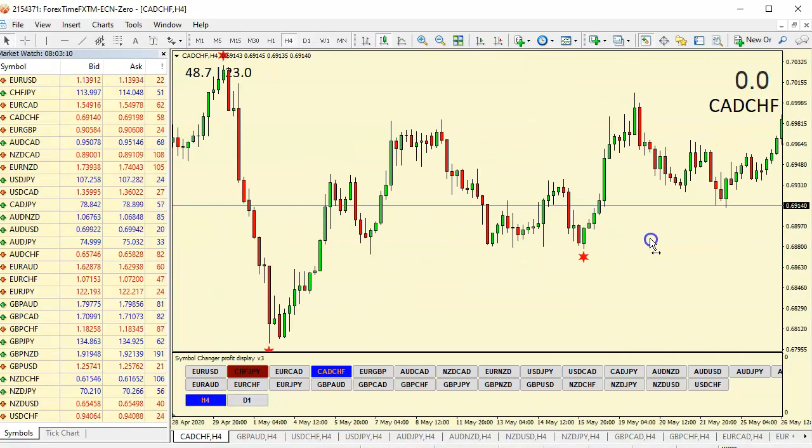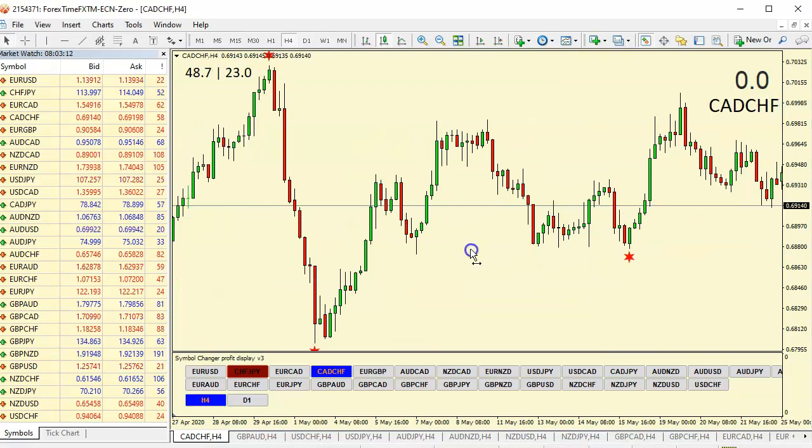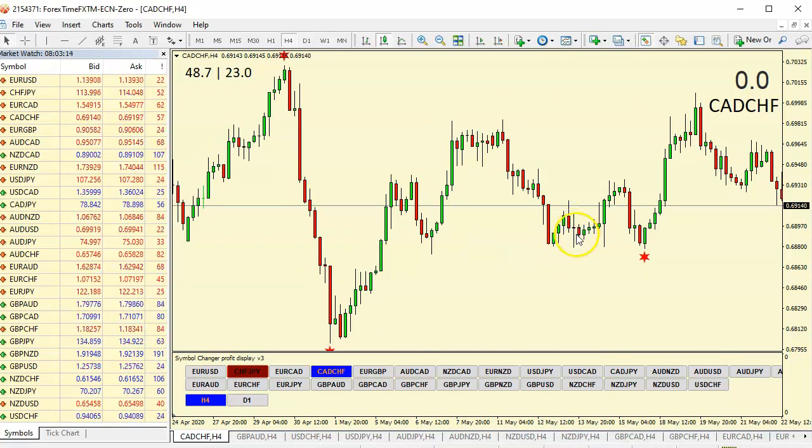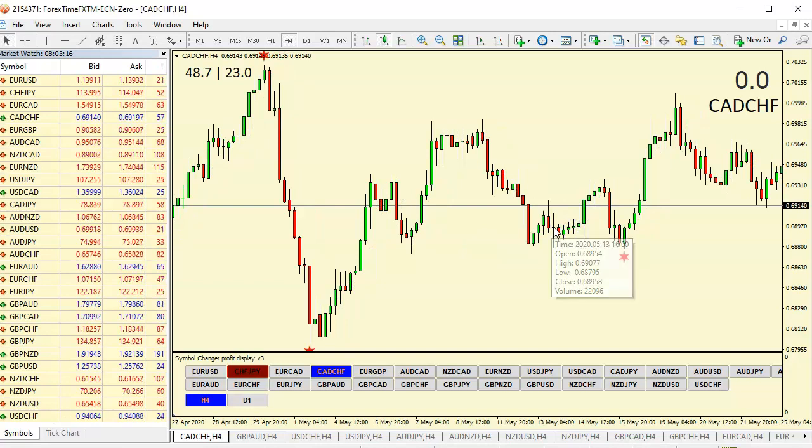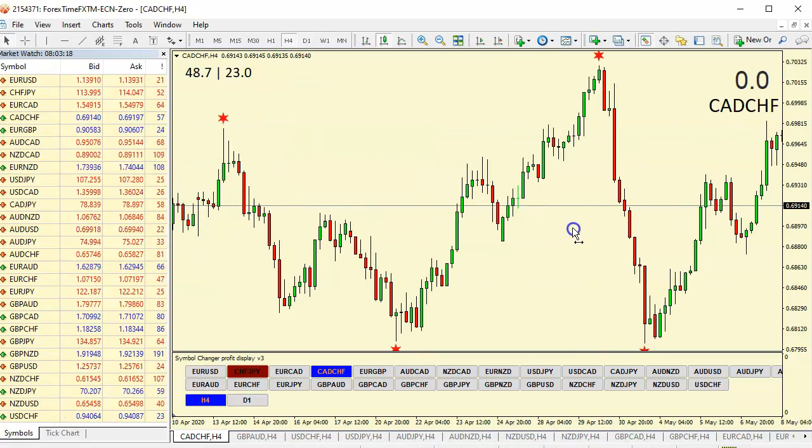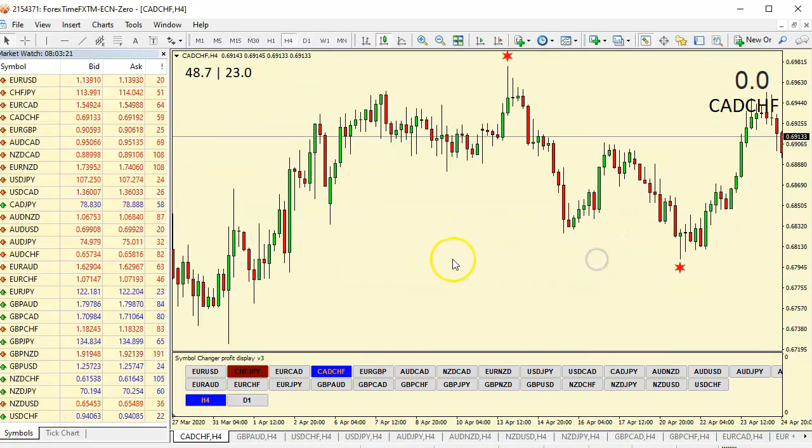Sometimes you will see them in the middle of trends. Example, let's look for examples. Look at this here. This looks more like a doji. Okay, you can see it form in the middle. Let me see. Example, look at this. You can see this form in the middle here.